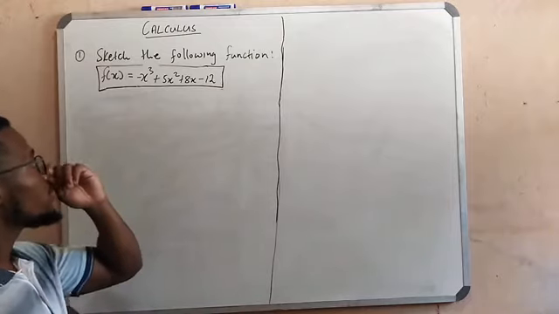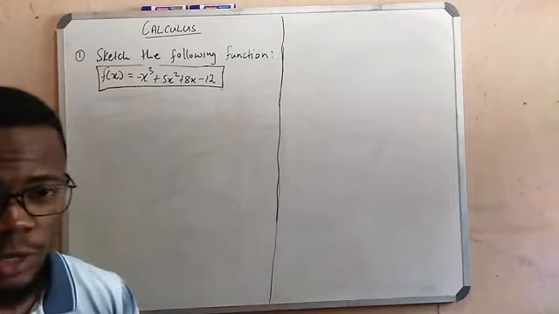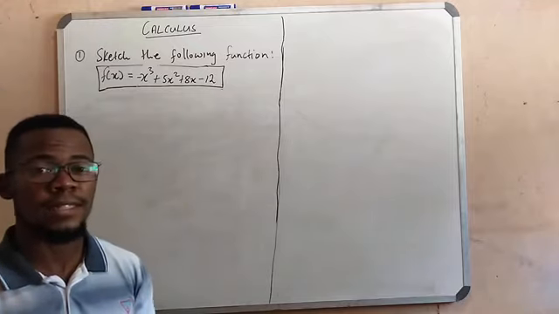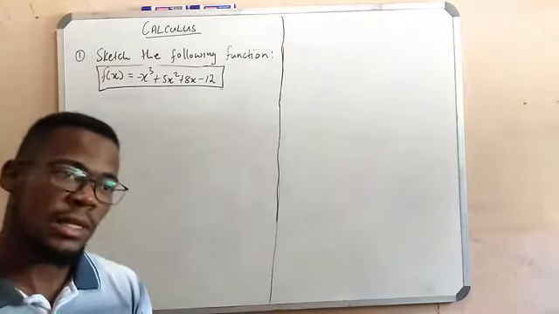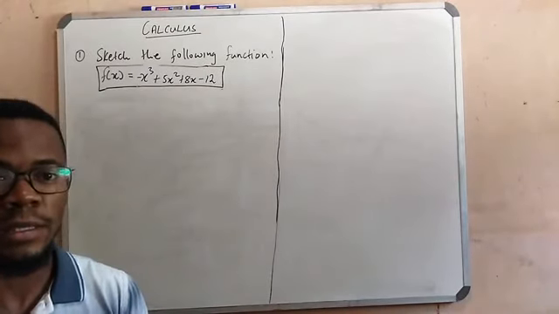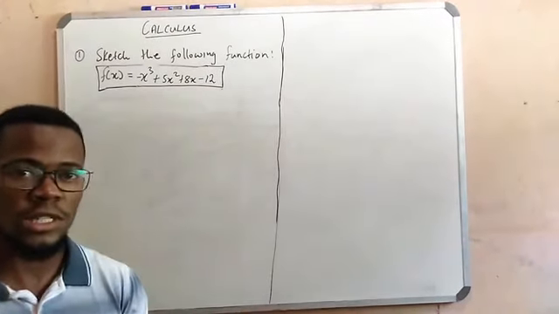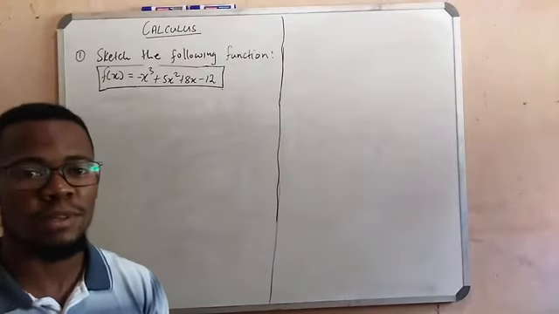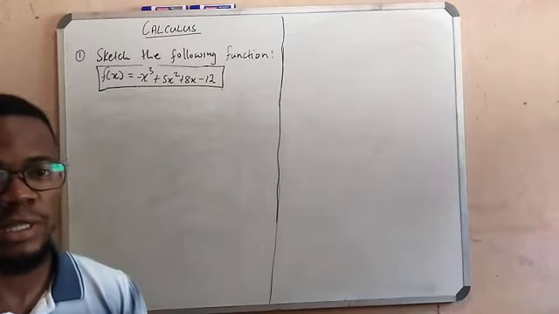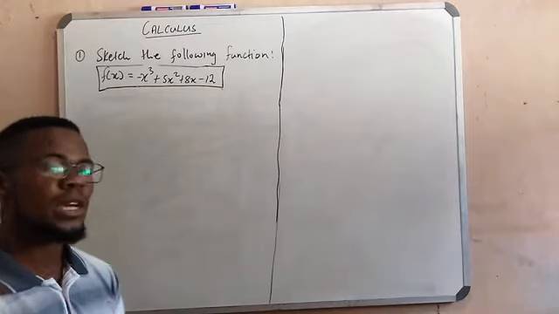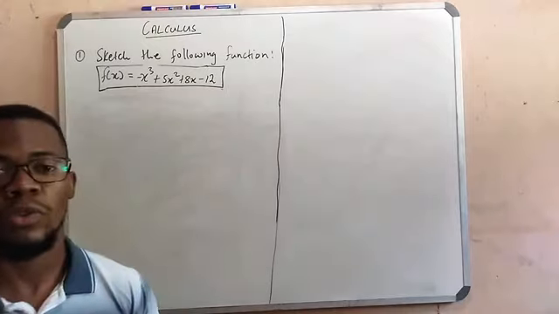Now, the second step of sketching a cubic function: you have to find the stationary point or the turning point. Stationary points and turning points are the same thing, so be careful of that word. Stationary points simply mean find the turning point. So the second step is to find the turning point, and the third step finally is to sketch your function.